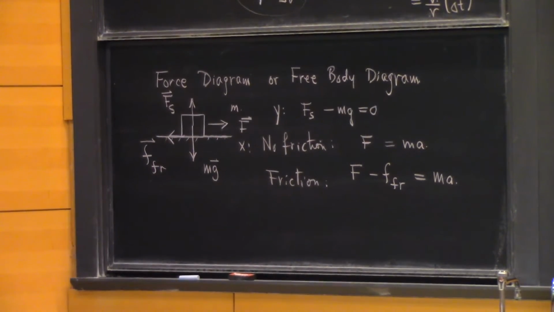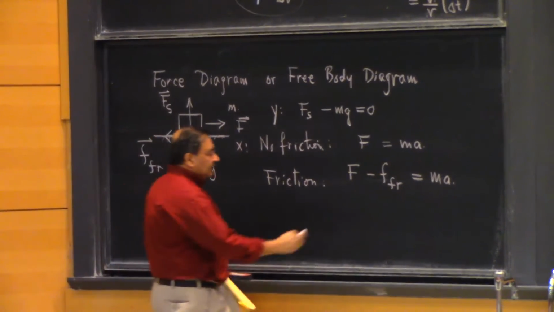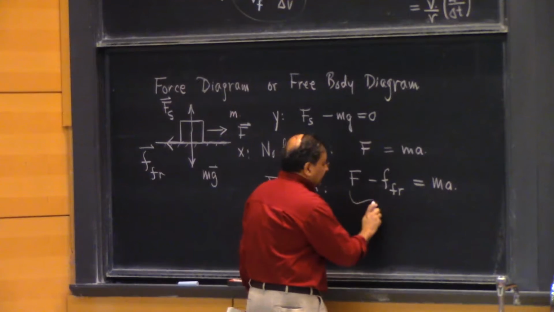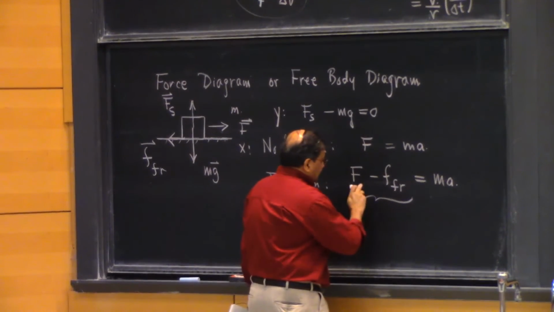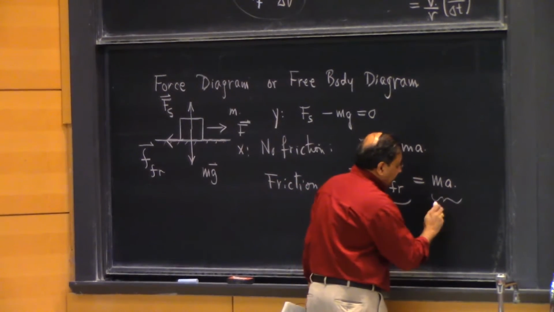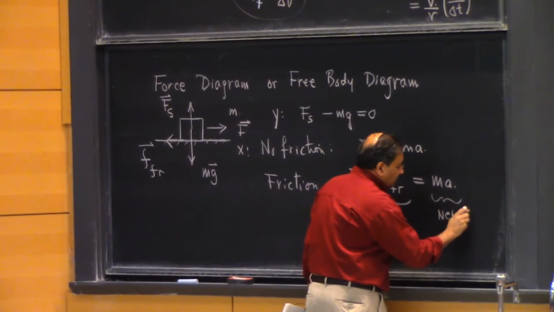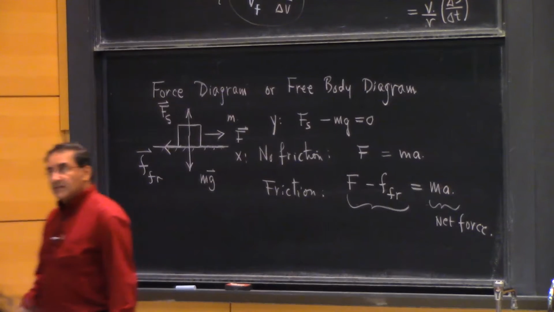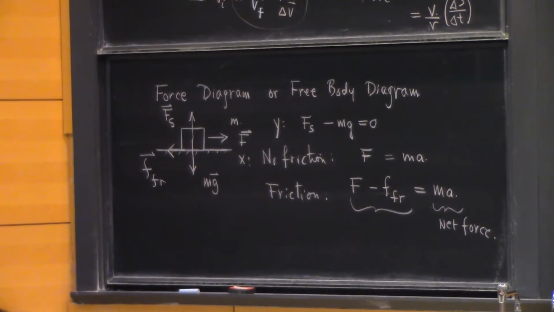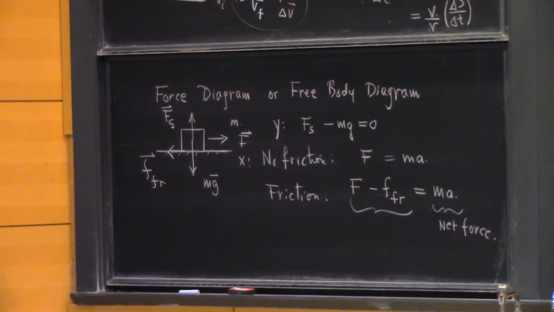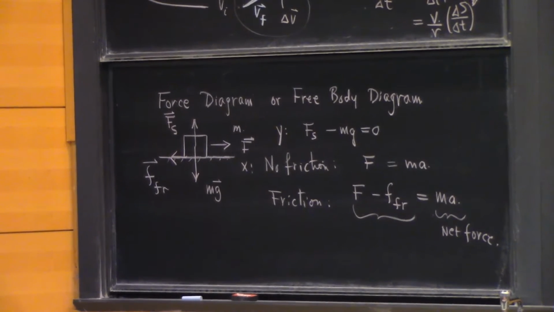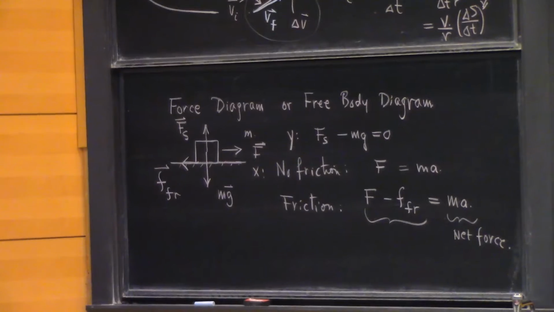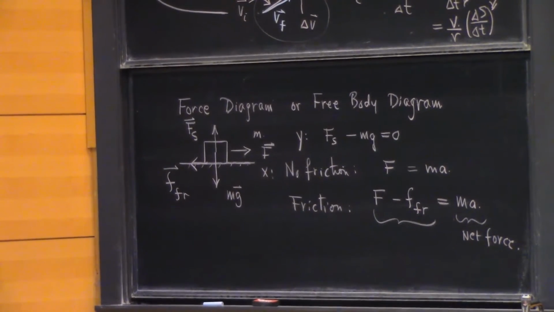All right, now two things can happen. So in this case, as you can see, there is a difference such that you have an ma, and this ma is your net force. That's your net force. If there is a net force, there will always be an acceleration.